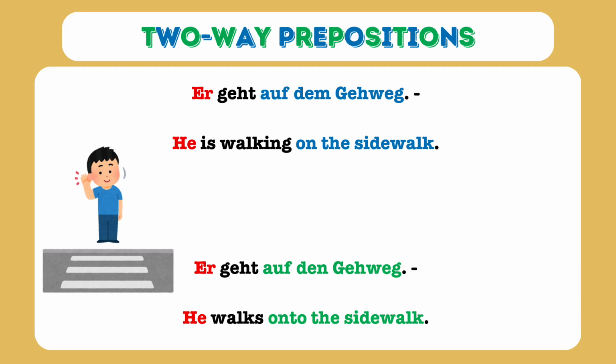If, on the other hand, he walks from somewhere else onto the sidewalk, we have to say er geht auf den Gehweg. He walks onto the sidewalk. Er geht auf den Gehweg. He walks onto the sidewalk.